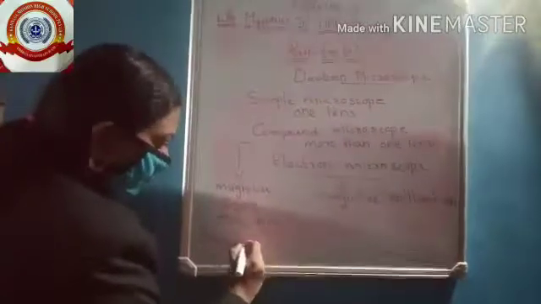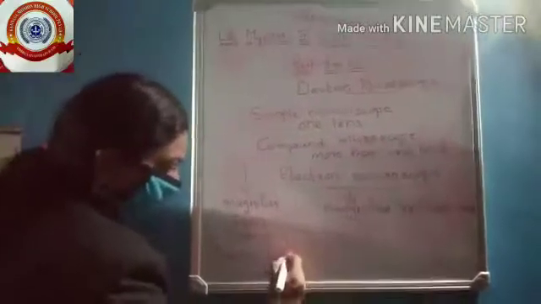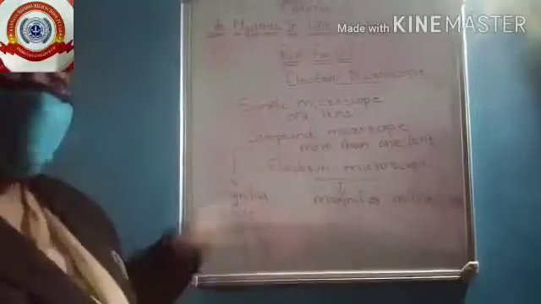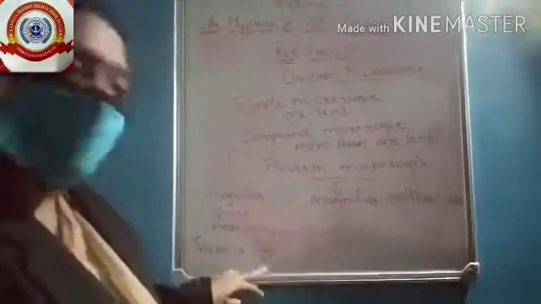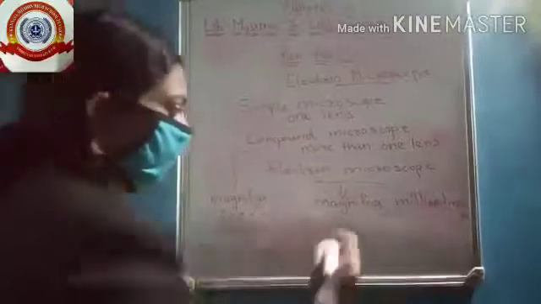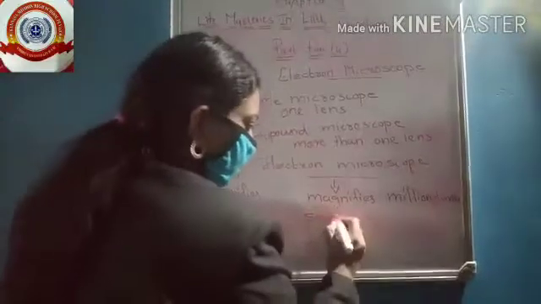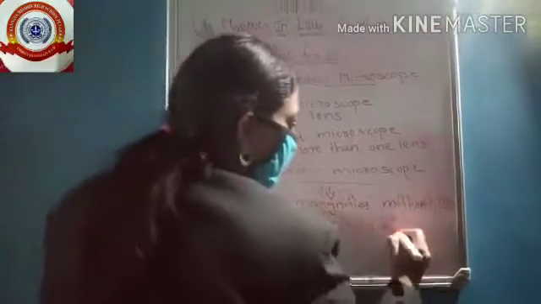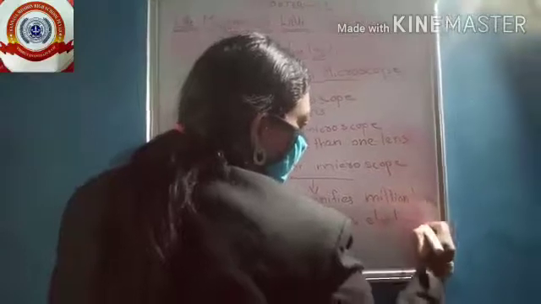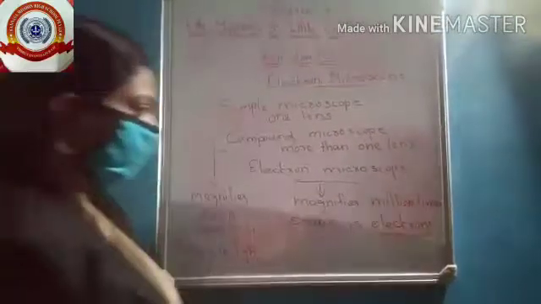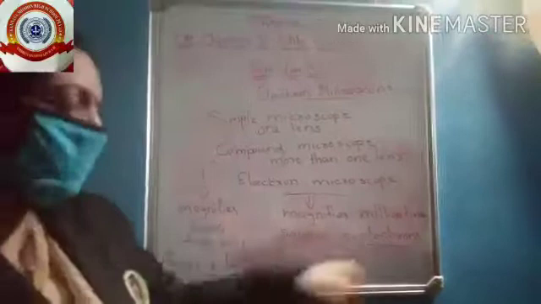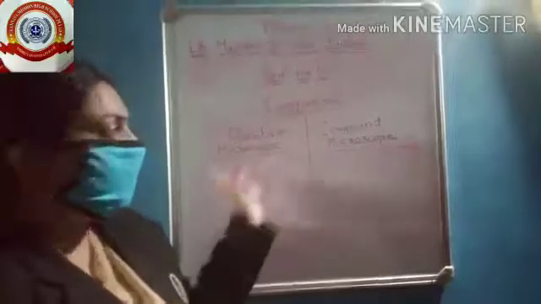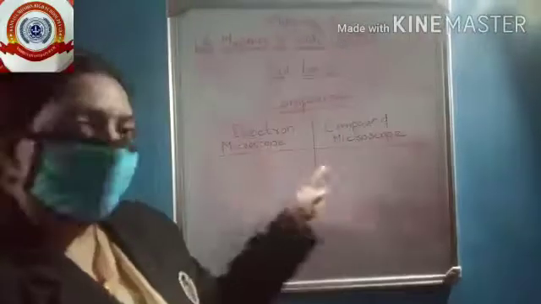The next is source. In compound microscope, the source is light. Next, about the electron microscope, here the source is electrons. In electron microscope the source is electrons, and in compound microscope the source is light. Now let's know about the comparison between electron microscope and compound microscope.